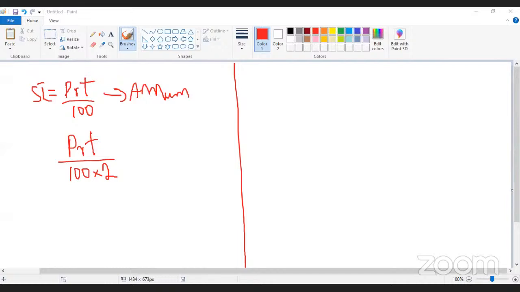Okay, so in that case, when we are paying every 2 years, then in a year you're paying it 2 times. That means it is called half yearly.